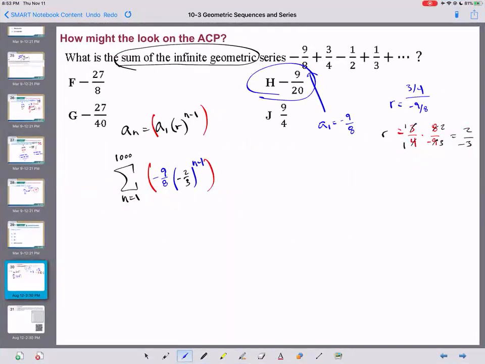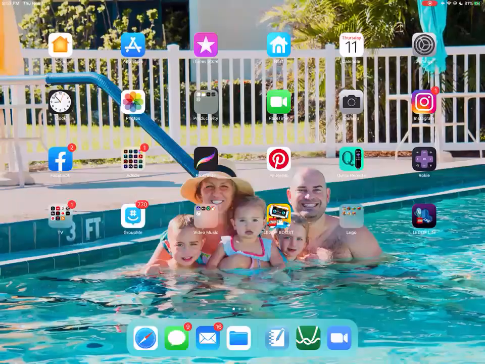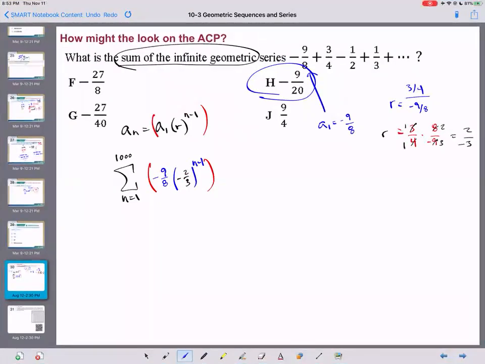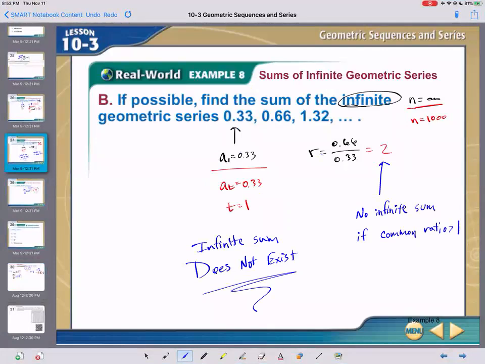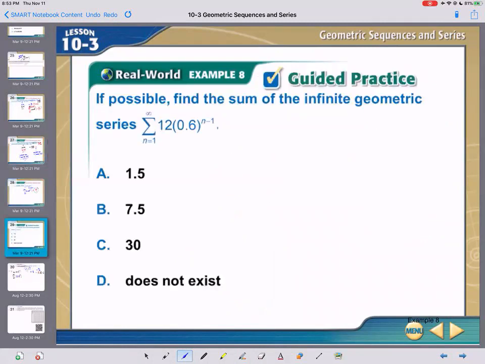You know what? I just realized something. When I said the ratio had to be less than 1 or there's no infinite sum, I should have said the absolute value of the ratio. So if your ratio was like negative 2, it still would not have a sum. I put that in the wrong spot. If the absolute value of the common ratio is greater than 1, then you'd have problems. So if it was a negative 3, you'd have problems. You wouldn't be able to find it. So it has to be a number between negative 1 and 1 is another way of saying it.